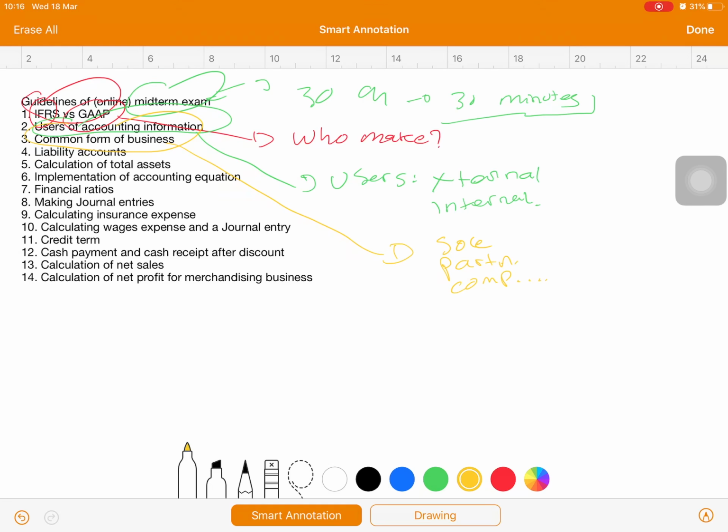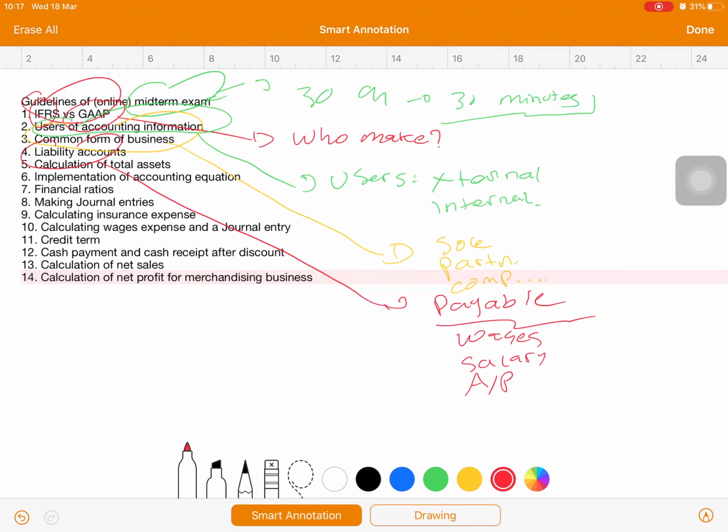And then next we have liability accounts. Liability is like payable, right? Simply we call it payable. Like what are the example of payable? Can be wages payable, or salary payable, or it can be account payable, and so on and so on.